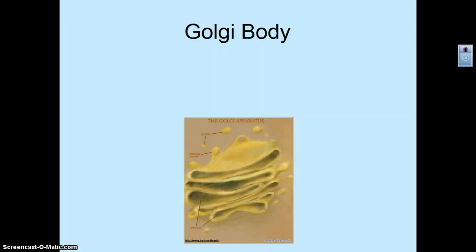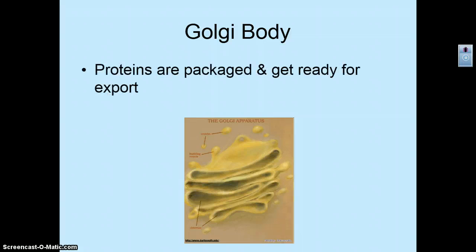The Golgi body looks like a flattened stack of pancakes, and this is where the proteins get packaged and ready for export, and the vesicles are formed from the Golgi.